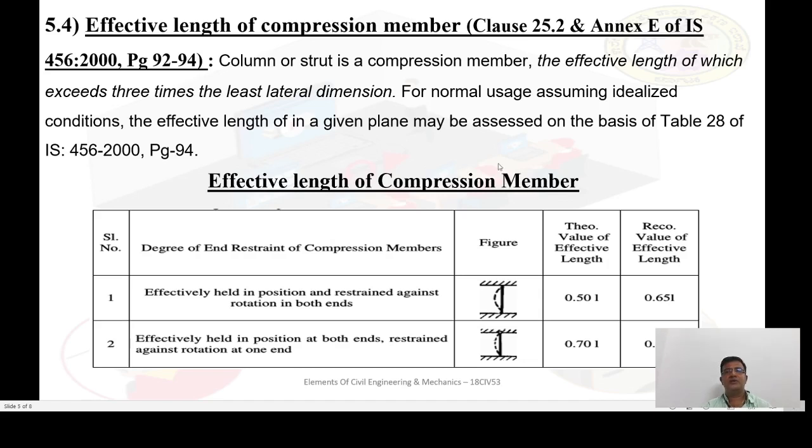For normal usage, assuming idealized conditions, the effective length in a given plane may be assessed on the basis of Table 28 of IS 456:2000. For different end conditions, the effective length of a compression member is taken as follows. Table 28 clearly gives the effective length of a compression member for different end conditions, as shown in the table.